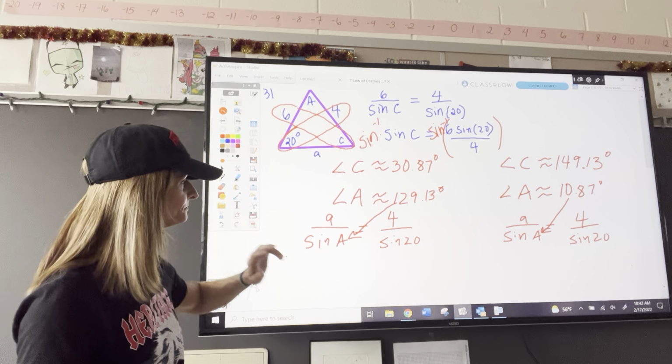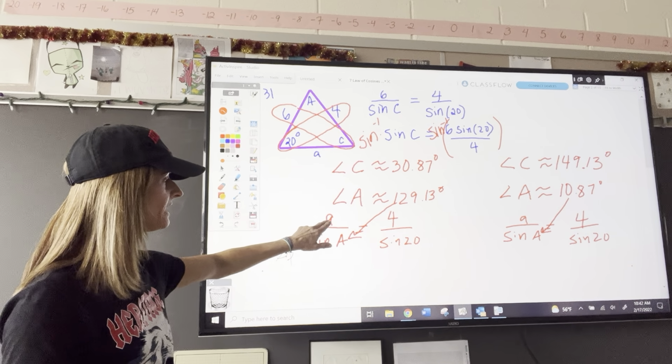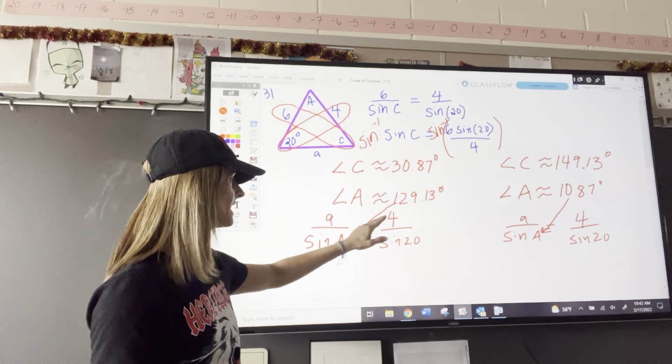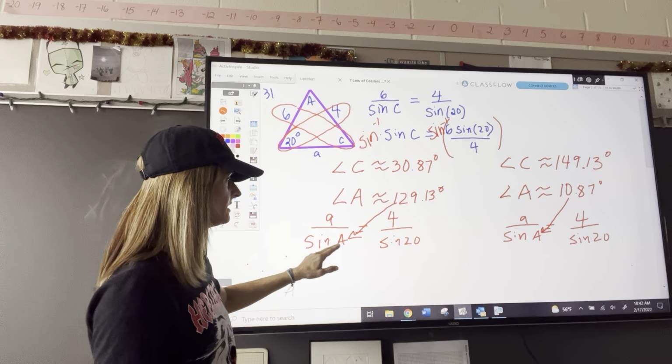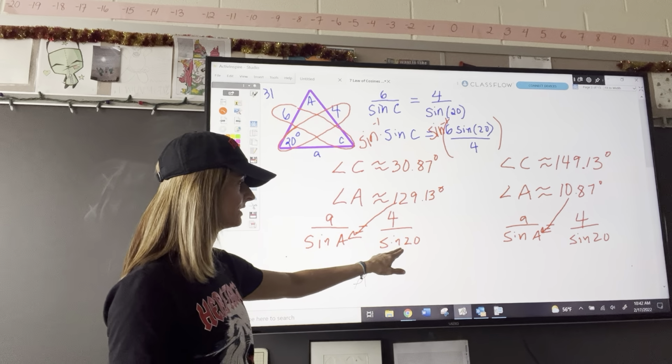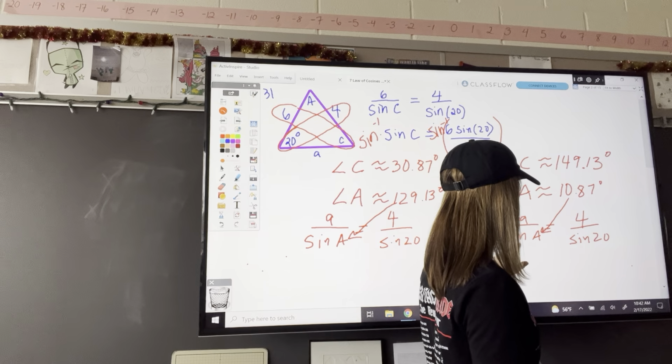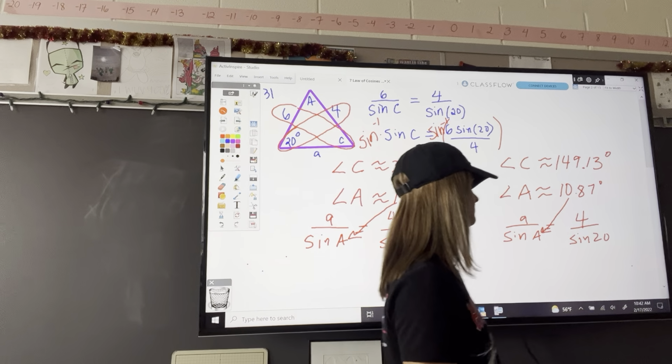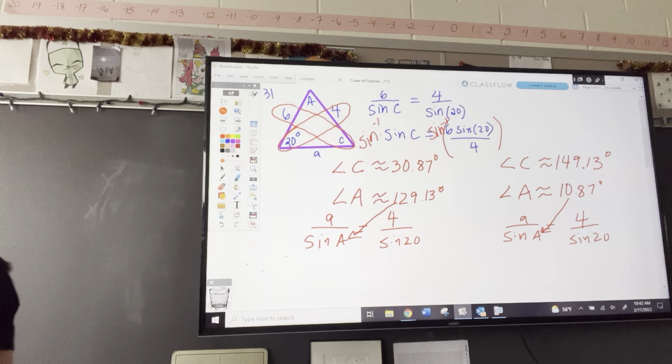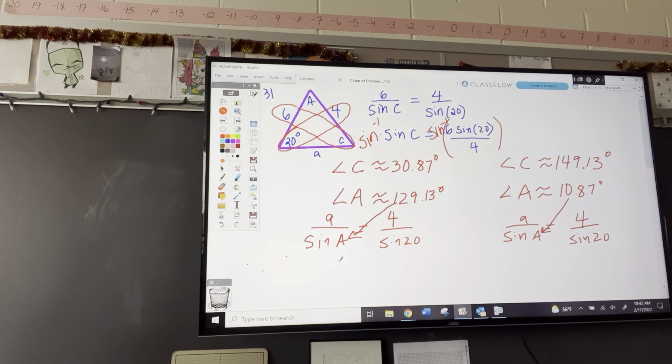So in the calculator, this is your unknown, this A. So you do 4 times the sine of 129.13 divided by the sine of 20. And here you'll do 4 times the sine of 10.87 divided by the sine of 20. So this side length for A would be approximately 9.07. And we have that triangle solved. And this one would be 2.21.